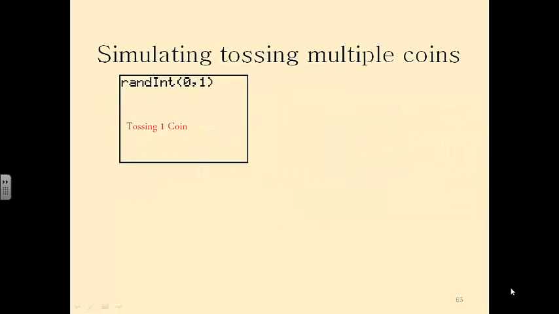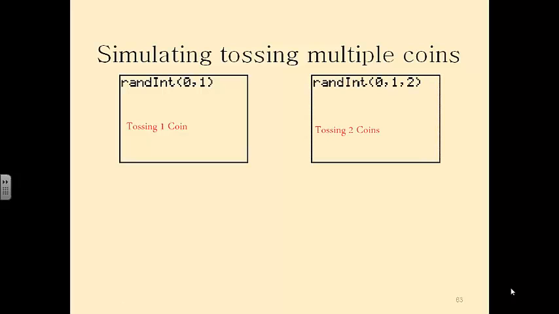We can also do this for tossing coins. If I wanted to toss one coin, I would do a random integer from 0 to 1. 0 would be heads, 1 would be tails, or vice versa. You can choose. If I wanted to toss 2 coins, I would do a random integer from 0 to 1, and I would do it twice, and that represents 2 coins. So if I get 0, 0, that's heads, heads. If I get 1, 1, that's tails, tails.